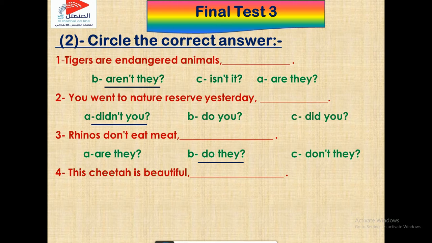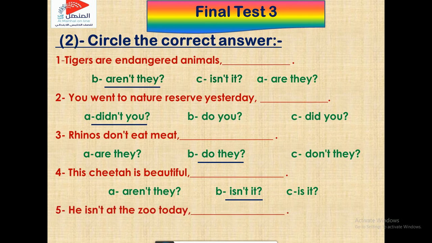Here you have the verb to be. It's in the affirmative form, so as we said, you have to use the negative form, which is isn't. And then switch it with the subject, which is this cheetah. We cannot use cheetah in the question tag because it's a noun, so we replace it with a subject pronoun, which is it, because we're talking about an animal. So the answer would be isn't it. It here means cheetah.